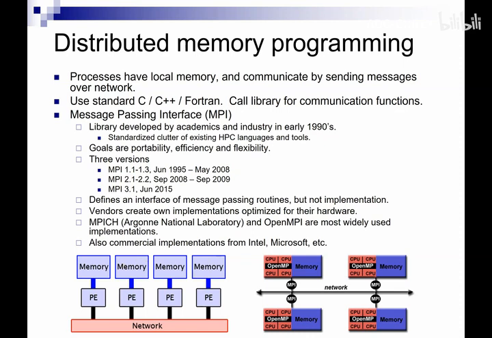Okay, so there are a couple of flavors of MPI which are pretty popular. One of them is called MPICH, which is made by Argonne National Laboratory. Another MPI implementation is called OpenMPI. And there are also commercial implementations from various hardware vendors like Intel, Microsoft, and so on.